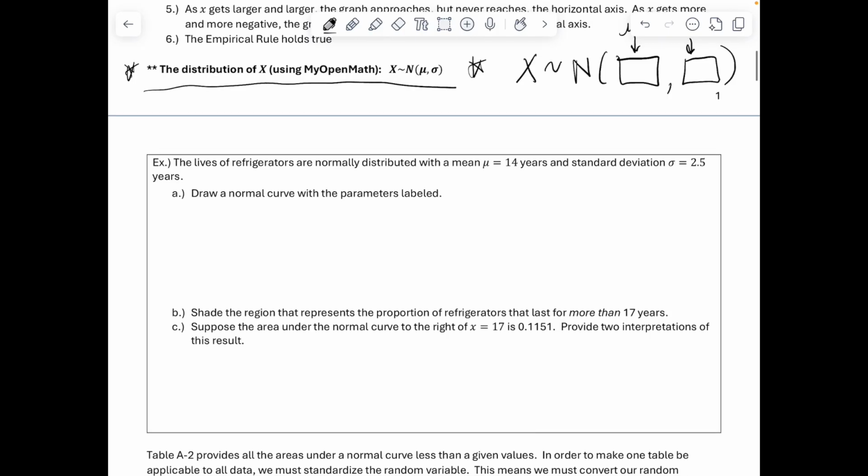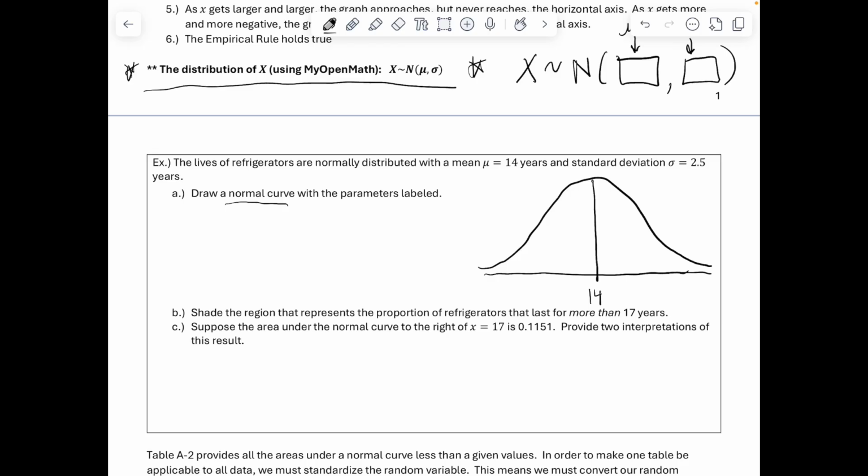The example right below says the lives of refrigerators are normally distributed with a mean equal to 14 years and a standard deviation equal to 2.5 years. Part A says to draw a normal curve with the parameters labeled. So first of all, we know it's a normal curve, so that means you need to draw your bell-shaped curve. You will be asked to draw these types of curves on a test, so you want to make sure that you get used to drawing them and how to set them up. So in the middle is the mean.